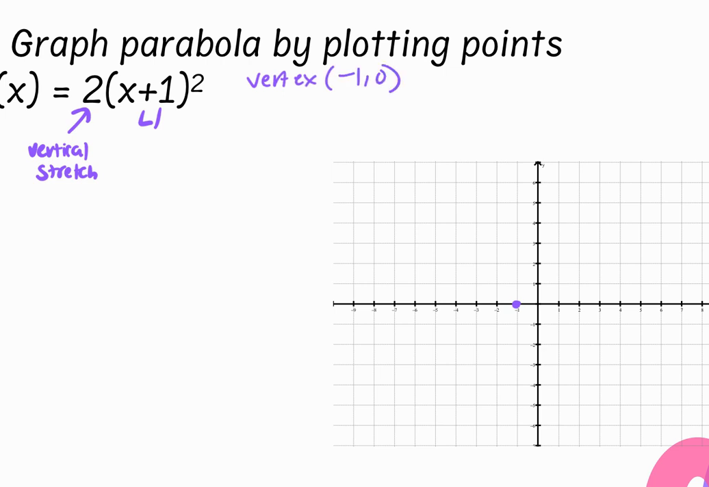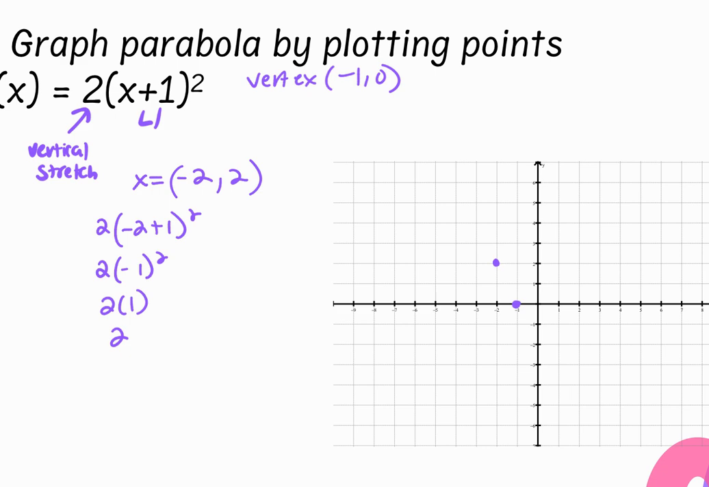Now, if there was no stretch or shrink, then I can go up 1 and out 1 in either direction, and I could plot my parabola. There is a stretch this time, so I'm going to plug in 1 point to the left of my vertex and 1 point to the right of my vertex. So if I make x negative 2, then I get 2 times negative 2 plus 1 squared. 2 times negative 1 squared, 2 times 1, which is 2. So when x is negative 2, y is 2. It has a vertical stretch of 2, which makes sense.